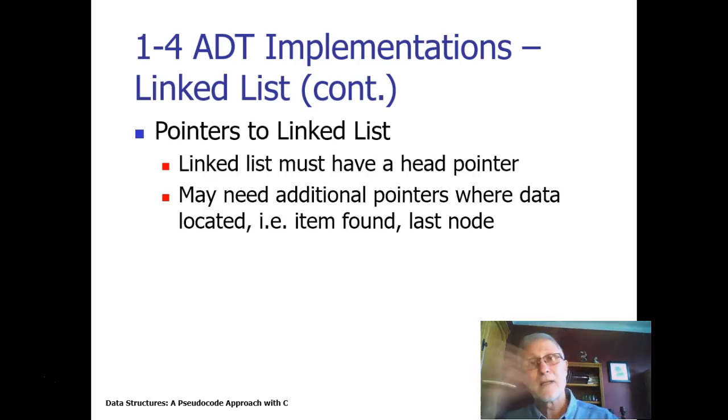Now, things that we need to consider: a linked list must have a head pointer. There may be additional pointers to make the algorithm more efficient, like maybe the last item in a list or item found. And it'll depend on what problem you're trying to solve, whether you're going to have not only the head pointer, but you may want a tail pointer and additional pointers to make your life easier solving the problem.